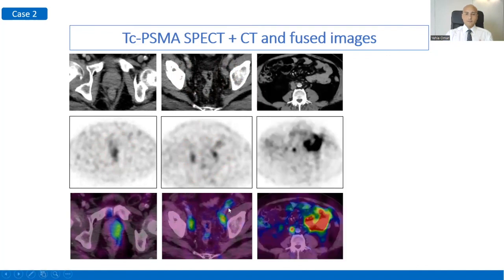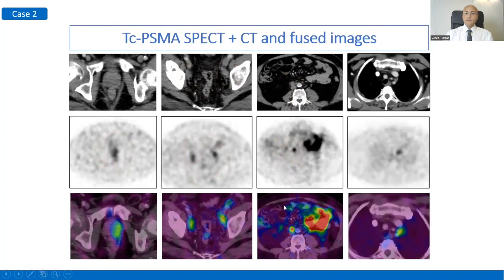And then higher in the abdomen, we had an abdominal lymph node seen here. And here it is clearly seen in the technetium as well as in the fused. And higher in the superior mediastinum, again, we had an active lymph node clearly seen here from the axial sections and not seen easily from the volume or the planar.